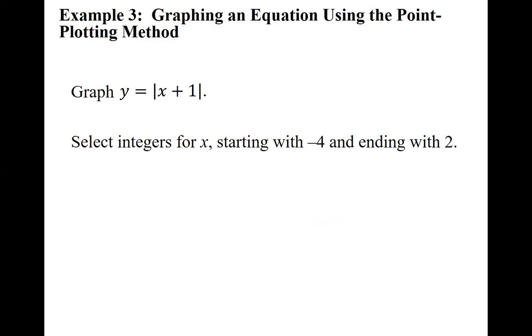A graph is just a collection of all the points that make it a true statement. So in order to graph, we just will select some x's, plug them into the equation, and get y values that work. And once we have a collection of these points, we'll be able to draw the shape through the points. So to graph y equals the absolute value of x plus 1, we will select integers for x, starting with -4 and ending with 2.